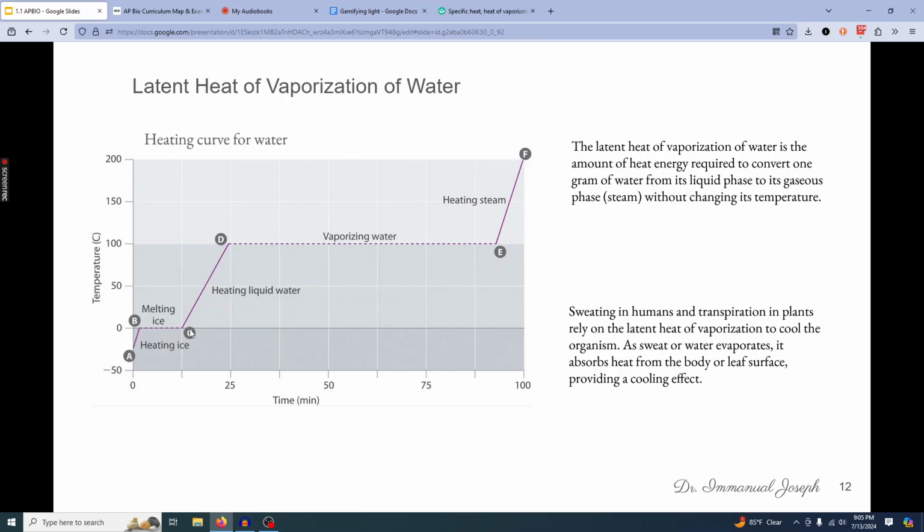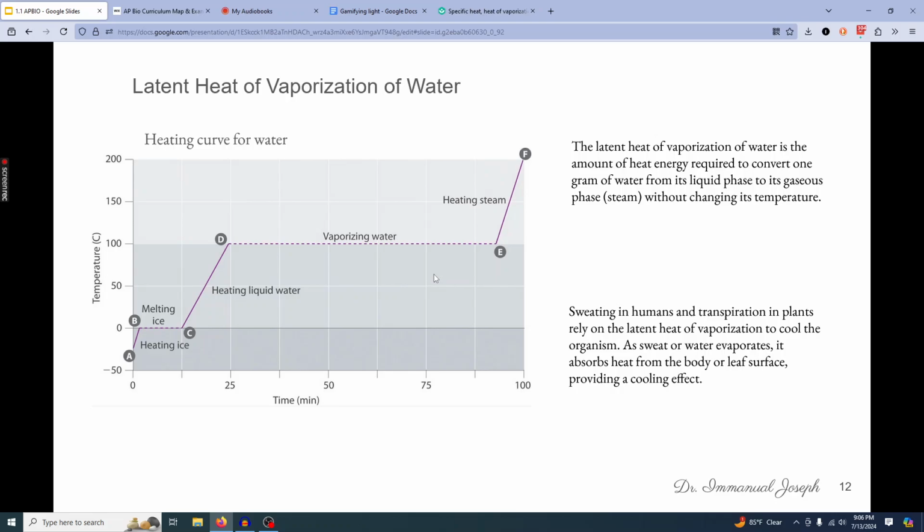And you need a high amount of energy to convert the ice, so you have so much energy you need to make it into water, and then so much energy you need to apply to convert that water into steam. So the phase change requires a lot of heat energy.